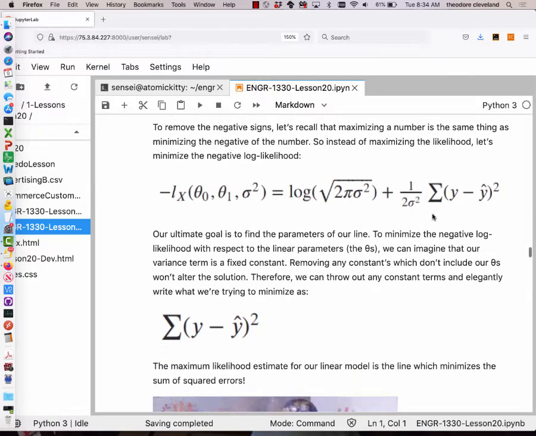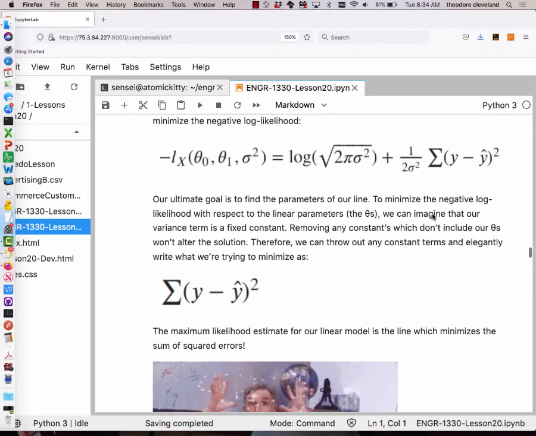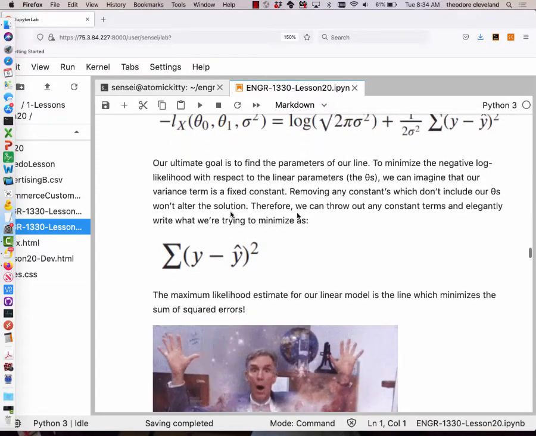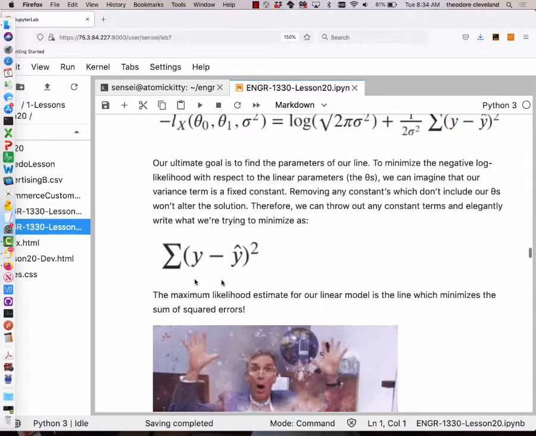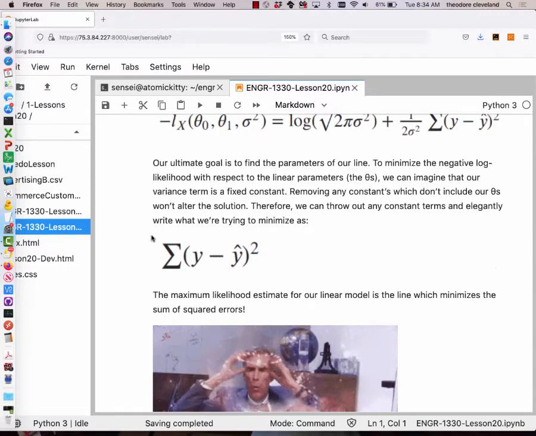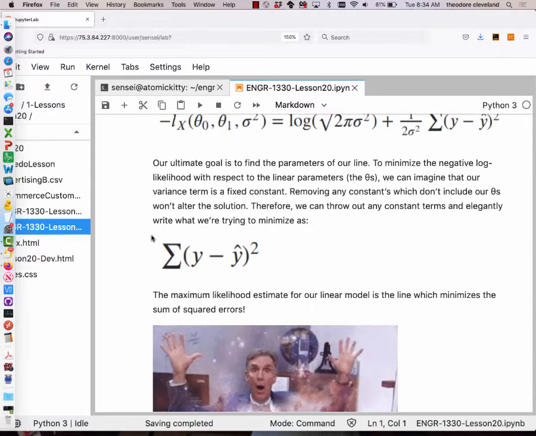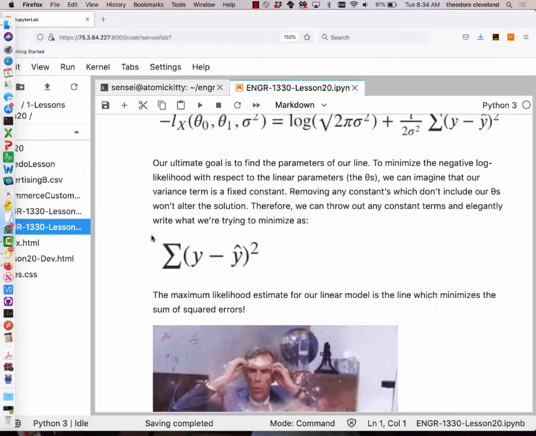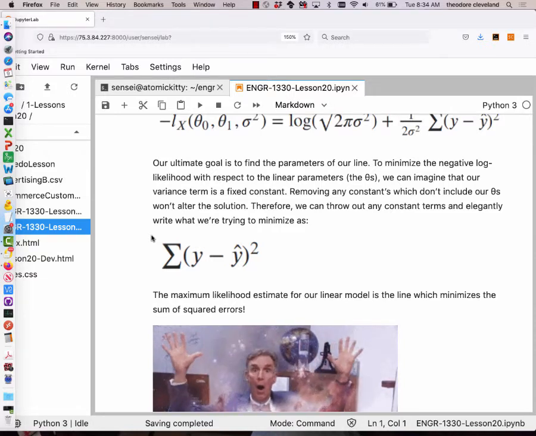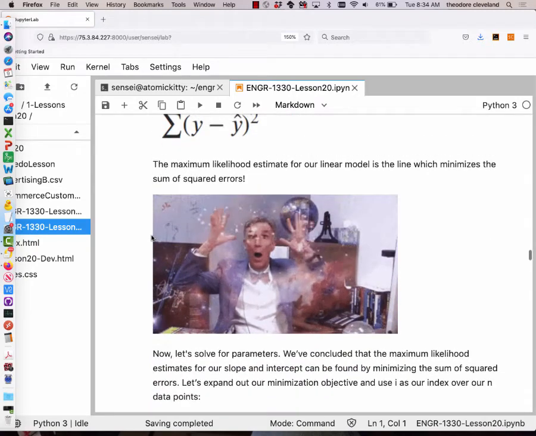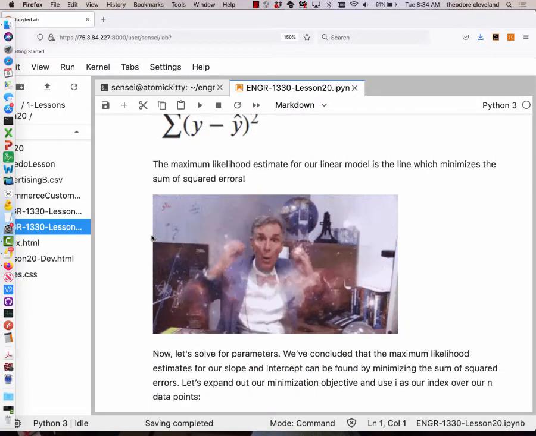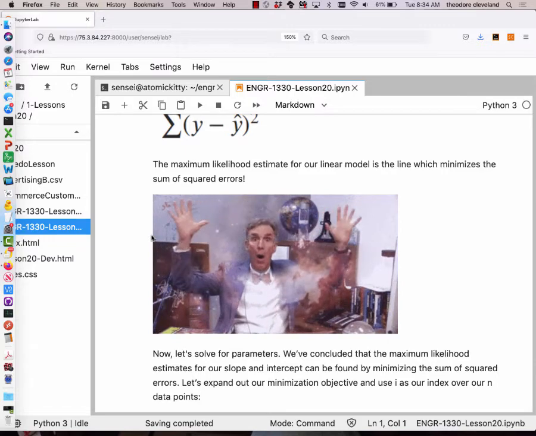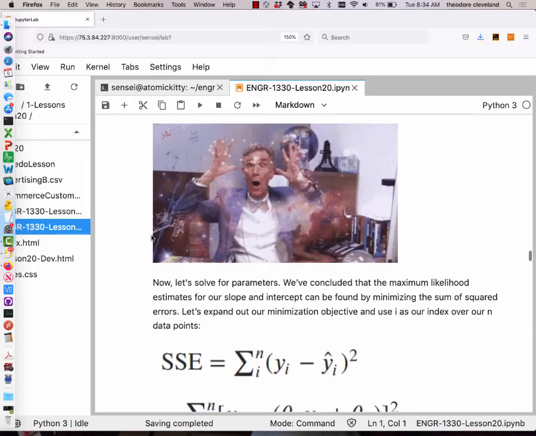If we do that, after removing the constants that don't matter, we're trying to minimize that thing. It turns out that that happens to be the sum of squared errors, just like it was before when we did good old calculus. And so Bill Nye, it blew his mind. And it'll play that GIF over and over again until you get it out of your face.